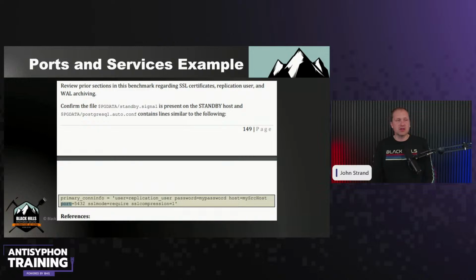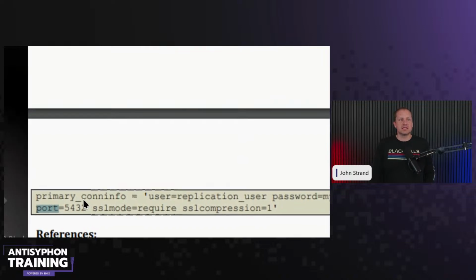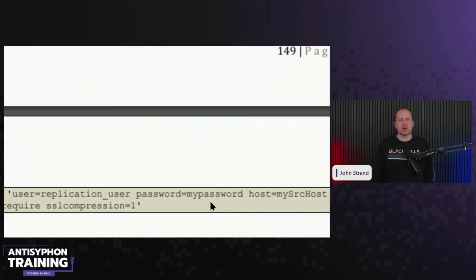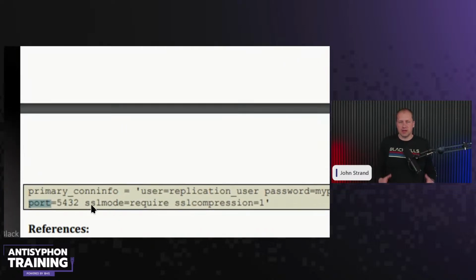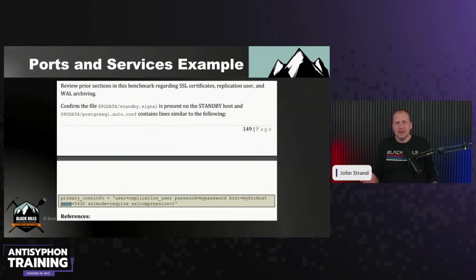Ports and services. Here's a good security-relevant configuration setting, right? If I look at this, I can pull down primary connection info, replication user, password is my password, but I can also see if SSL is enabled. And this gets to audit and compliance. If you're working in audit and compliance, one of the things they're constantly saying is all data should be sent encrypted. You can find out that it's SSL mode equals required, and you can choose your different SSL cipher settings, right?